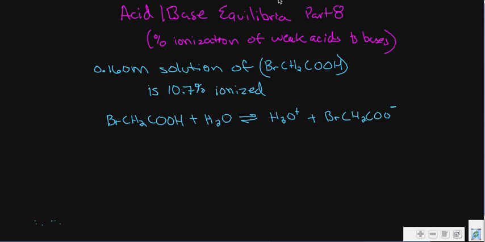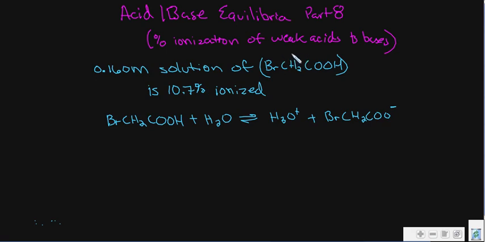Right, welcome back to the exciting world of acid-base equilibria. This will be part 8 for Mr. Newton's AP Chem class, and we're looking at weak acid and base calculations and all different sorts of stuff associated with that. So this one right here is the idea of percent ionization.